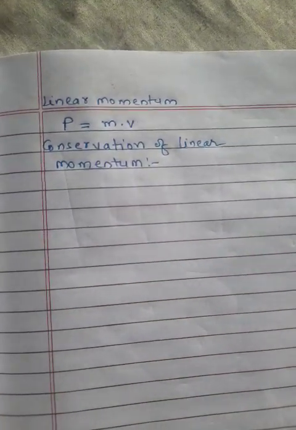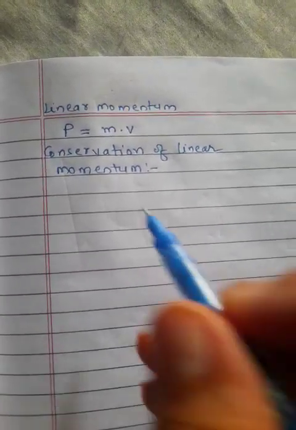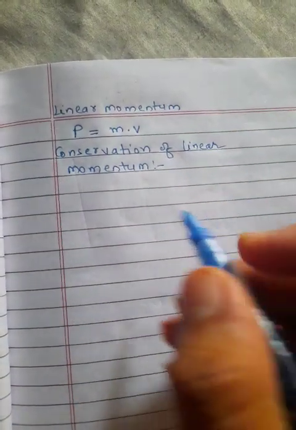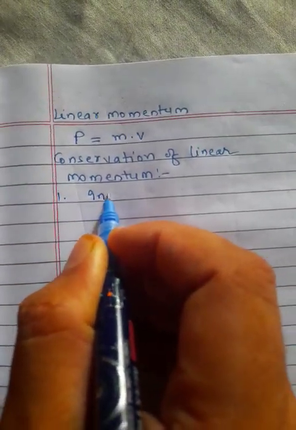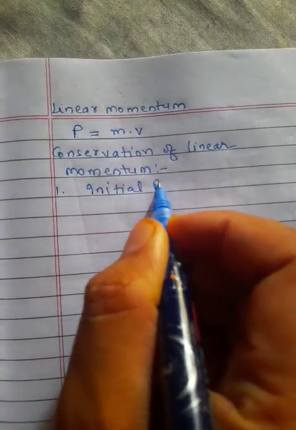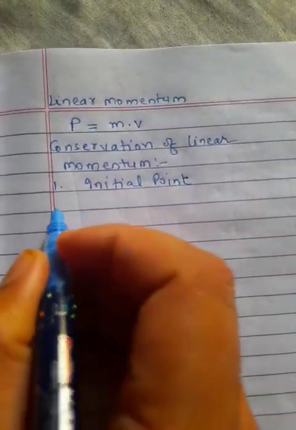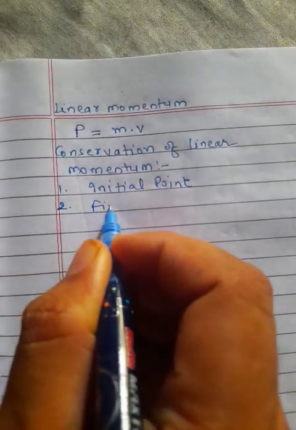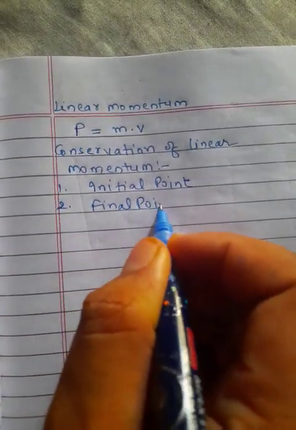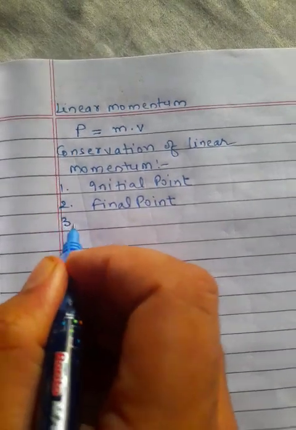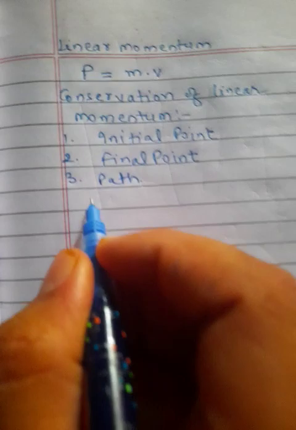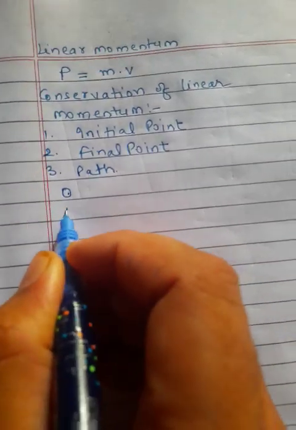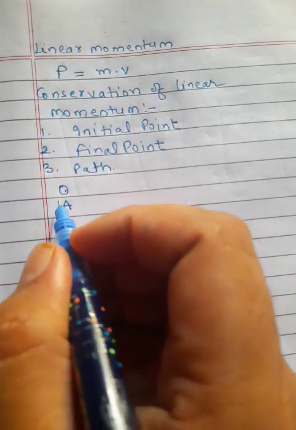So first of all, what do you mean by conservation? In the case of conservation, we have to take three points. Number one, initial point. Number two, final point. Number three is path. Clear? So we can say the body is present at this point, A point, and we can say this is the initial point.